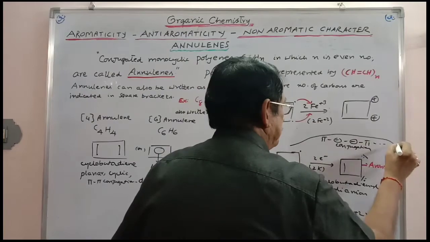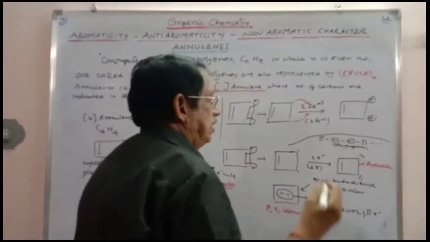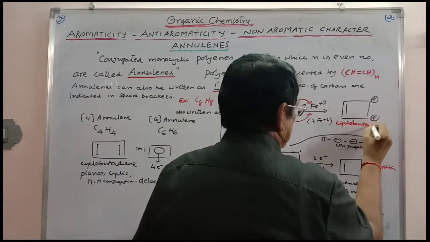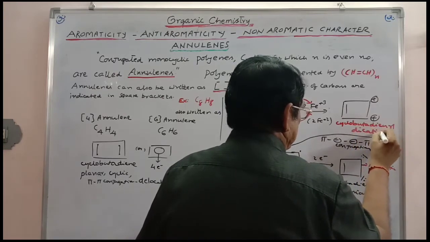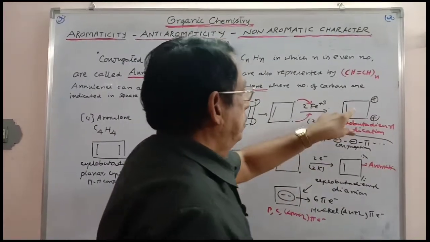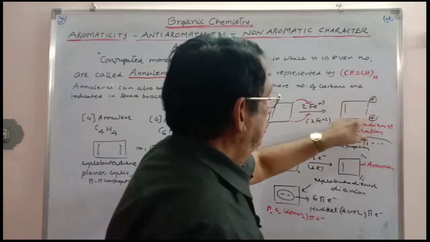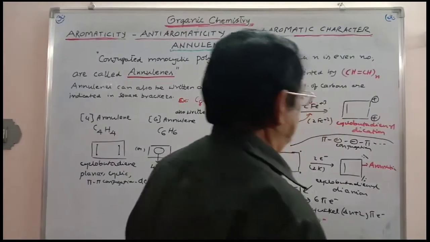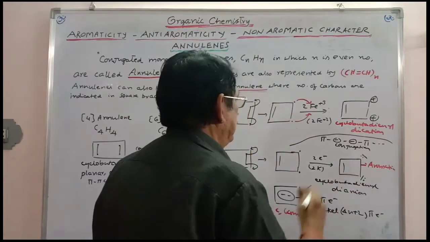What is it called? Cyclobutadienyl dication. Once again, there is conjugation: pi, sigma, positive, sigma, pi, sigma, positive. Conjugation is there, so delocalization takes place, as a result of which we can write it in another manner.